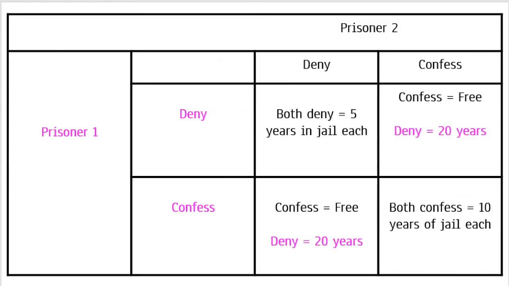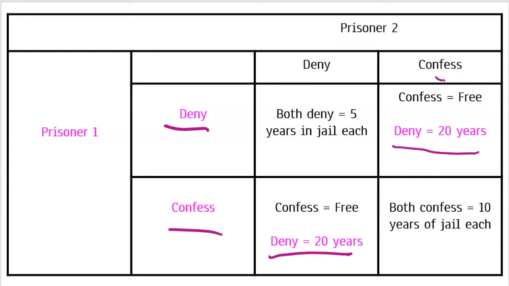Within game theory, there's something called a game theory matrix, which is what you see on the screen right now. Prisoner 1 has two choices: deny or confess. If prisoner 1 denies and prisoner 2 confesses, prisoner 1 gets 20 years in jail, but prisoner 2 gets off scot-free because prisoner 2 confessed. If prisoner 1 confesses and prisoner 2 denies, well, prisoner 1 gets 20 years in jail.